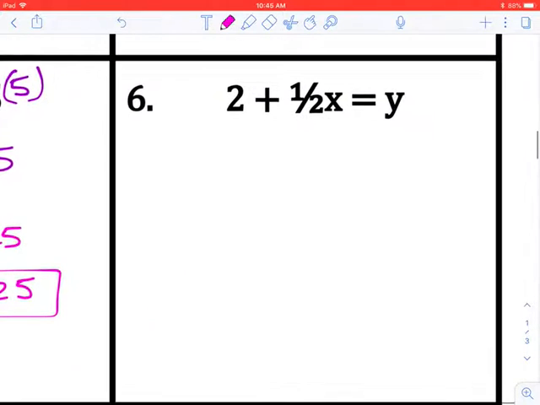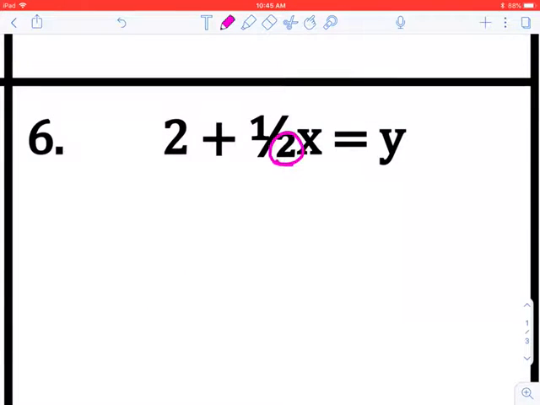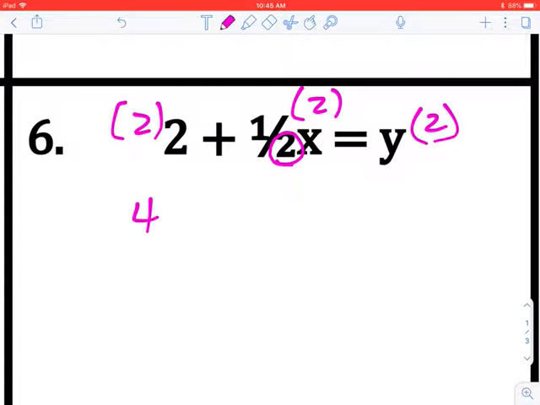So the last one on that page, once again, we have a 2 on the bottom. So I'm going to multiply everything by 2. So 2 times 2 is 4. 1x is left over equals 2y.